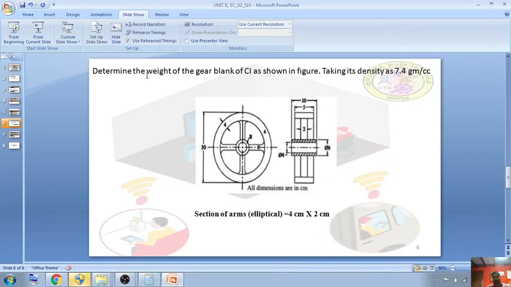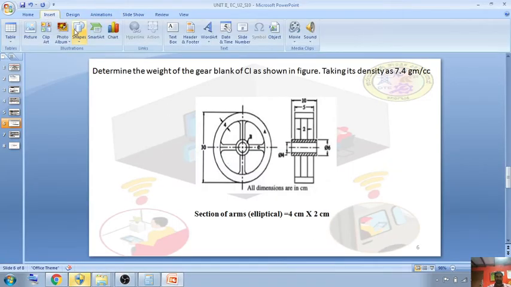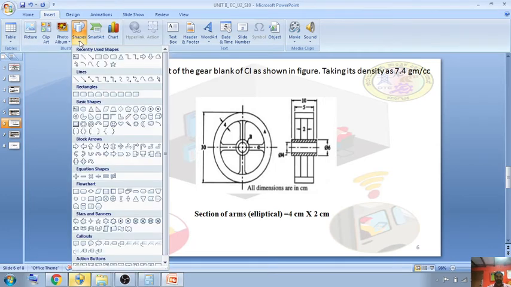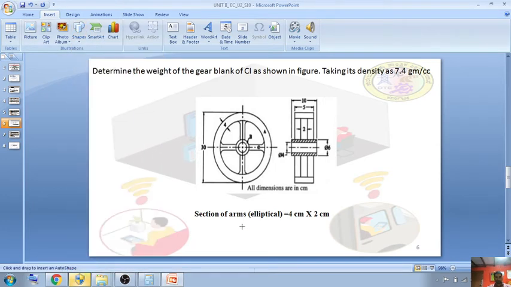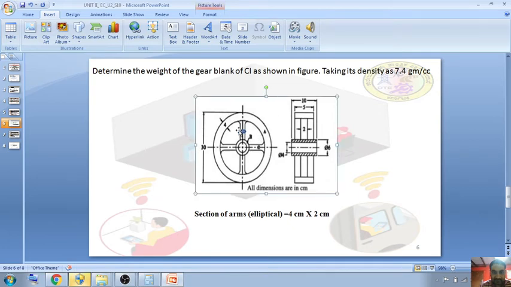That means I will show you. So this shape is like this. Okay, the section will be like this.